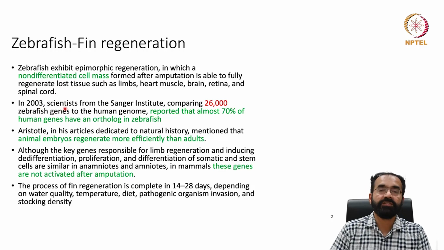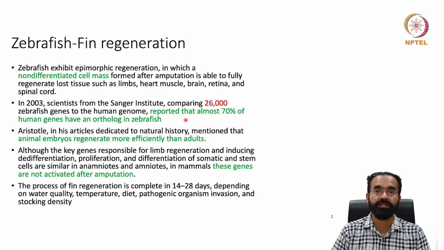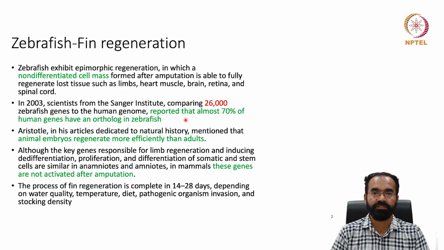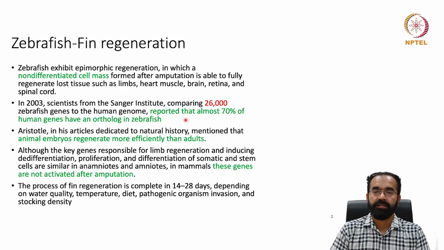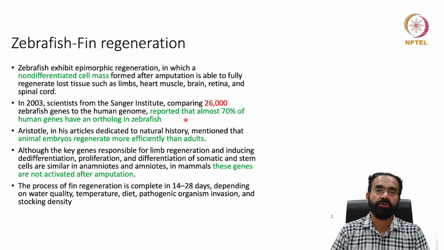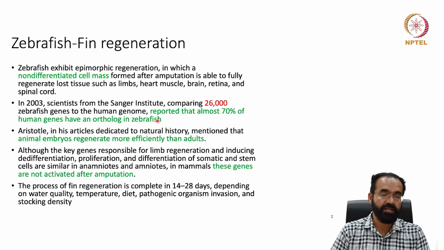In 2003, scientists from the Sanger Institute compared around 26,000 zebrafish genes to that of the human genome, and they reported that almost 70% of the human genes have an ortholog in zebrafish. That is very interesting, exciting news, simply because although zebrafish and human don't look the same, although both are vertebrates, at a genetic level there is a lot of genomic homology and synteny, which is an exciting feature zebrafish possess when it comes to regeneration study.